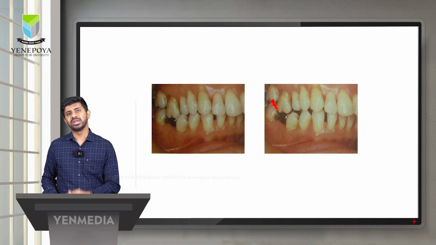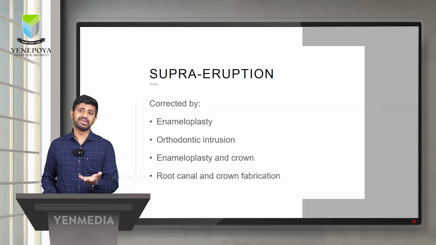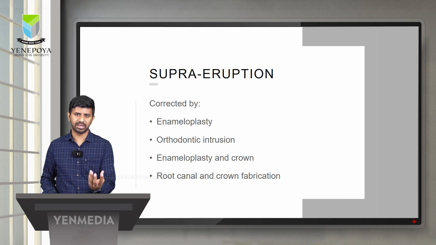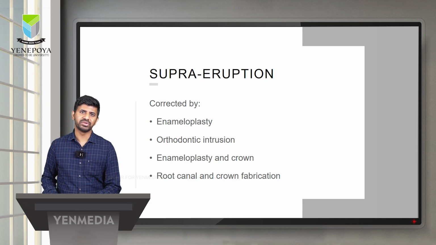So this supraeruption can be managed in different ways. If it's very simple, we can do a simple enamelplasty, just to reshape the surface which is coming a little bit below. Second is orthodontic extrusion in certain areas when the tooth is more coronally placed. We need to put orthodontic bands and make sure it goes back to its original position.